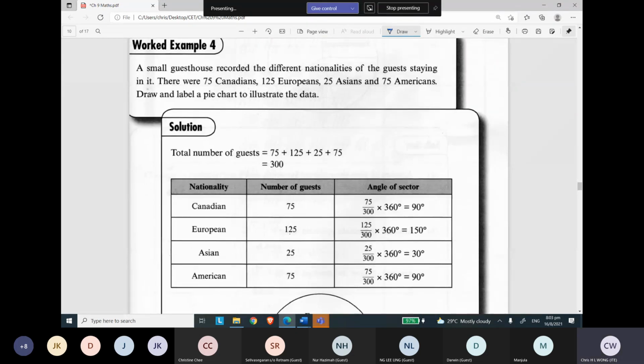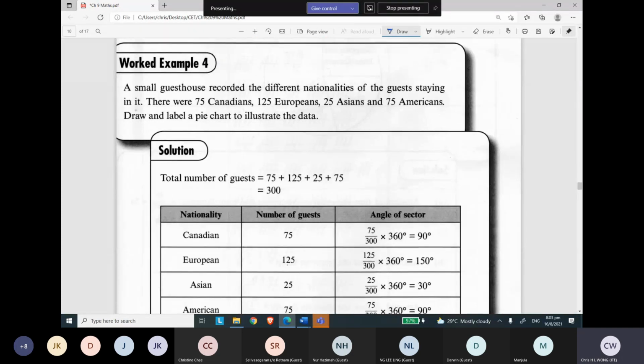All right, let's do one example. A small guest house recorded the different nationality of guests staying in it. A guest house is a hostel. There were 75 Canadian, 125 European, 25 Asian, 75 American. You are supposed to draw and label a pie chart. How do you illustrate the data?